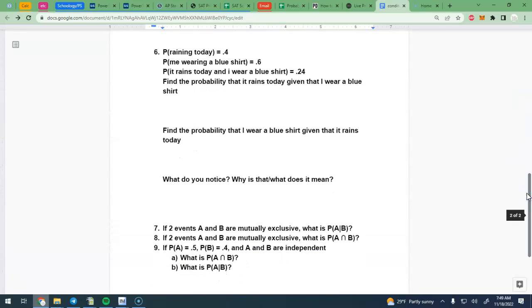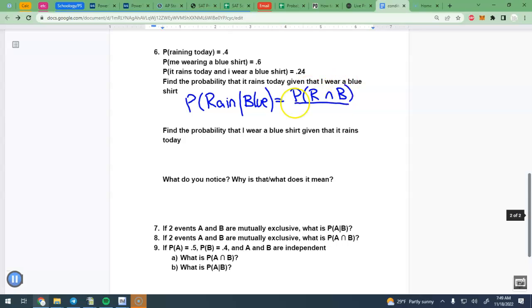Okay, let's go through 6. So I'm trying to make a point here. So the probability that it rains today, given that I wear a blue shirt. Probability of rain given blue. So that would be the probability of rain and blue over the probability of blue. Or you can write it like the probability of both divided by the probability of given, whichever you want.